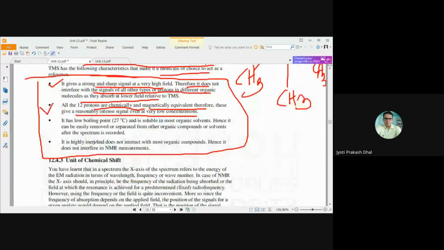And the third one, it has a low boiling point, around 27 degrees Celsius, and is soluble in most organic solvents. Hence, it can be easily removed or separated from other organic compounds after the spectrum is recorded. So the boiling point of TMS is low, that is 27 degrees Celsius. After the spectrum is recorded, if you want to remove the TMS, then you can heat it to more than 27 degrees.